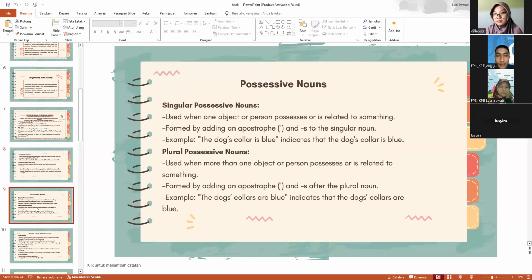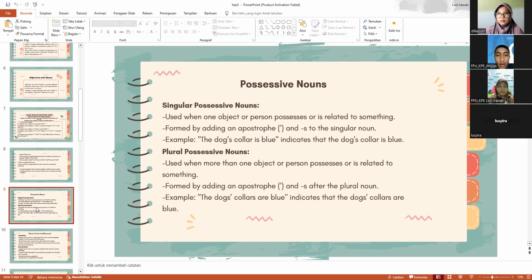Next, next is possessive nouns. Singular possessive noun: used when one object or person possesses or is related to something. Formed by adding an apostrophe and s to the singular noun. Example: the dog's color is blue. It indicates that the dog's color is blue.